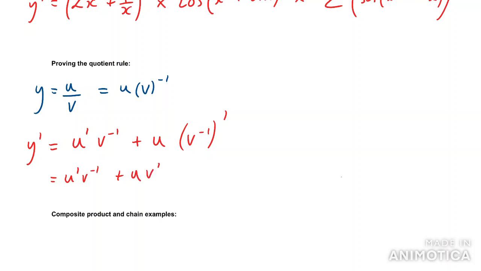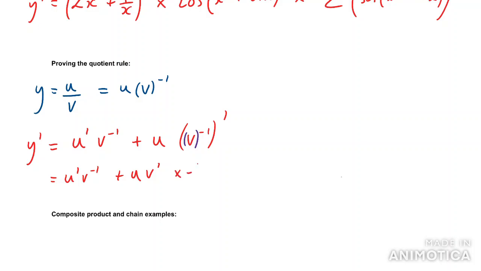And then let me rewrite this to make it even clearer what I'm talking about. So the furthest inside function is v, so the differential of v is v dash. And then we move one layer out and we say, okay, well, what's the next function we encounter? It's to the minus 1. So what happens when you differentiate to the minus 1?